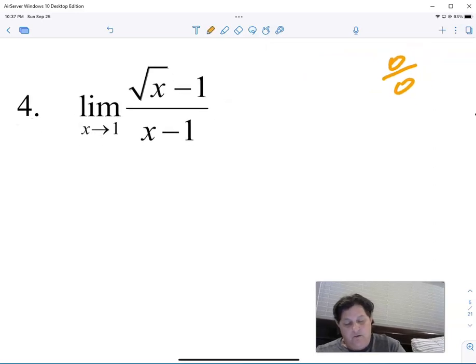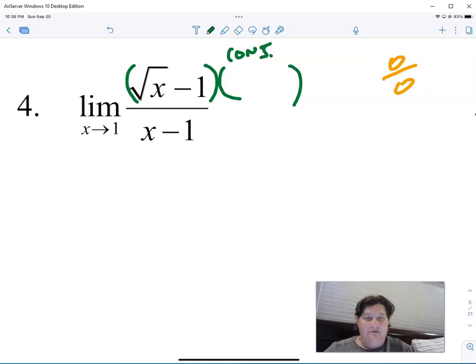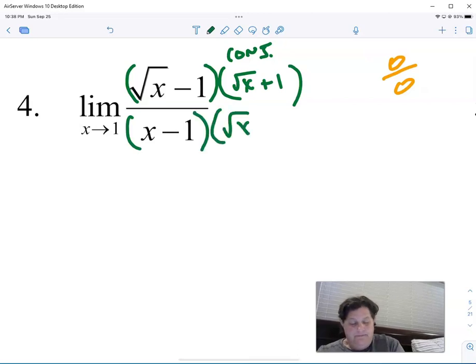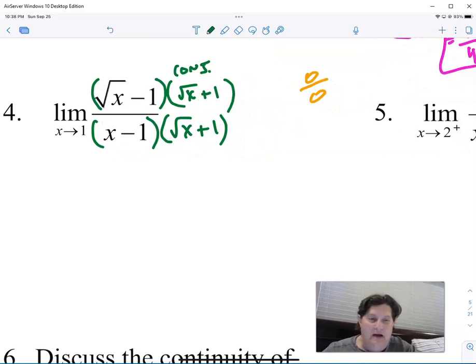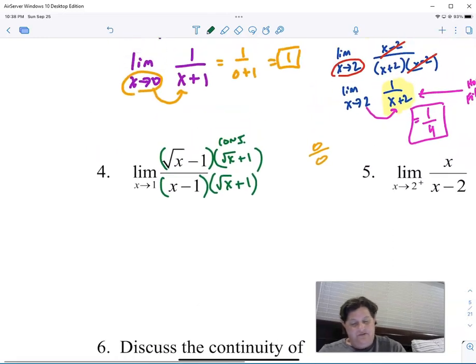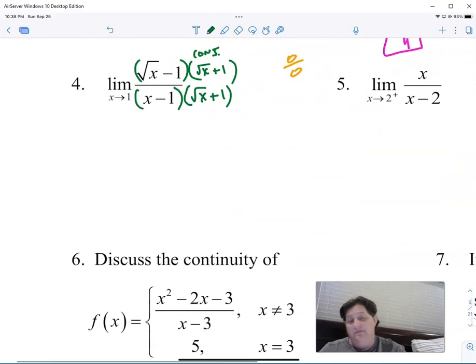You start with the one that has a square root in it, and you multiply by the conjugate. Now, if it's the square root of x minus 1, the conjugate is the square root of x plus 1. It means opposite. That goes on the top and bottom, because I haven't actually changed this problem. I'm just multiplying by 1. It's very similar to factoring.